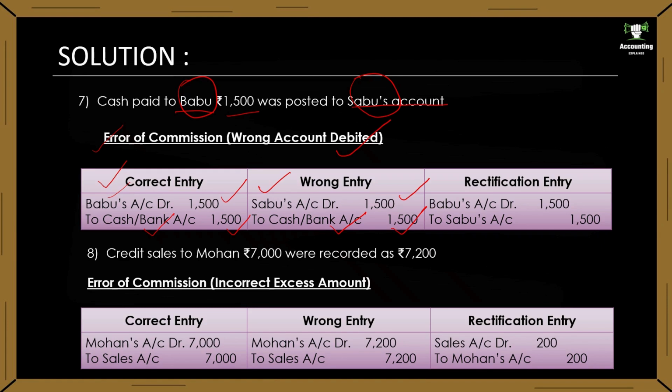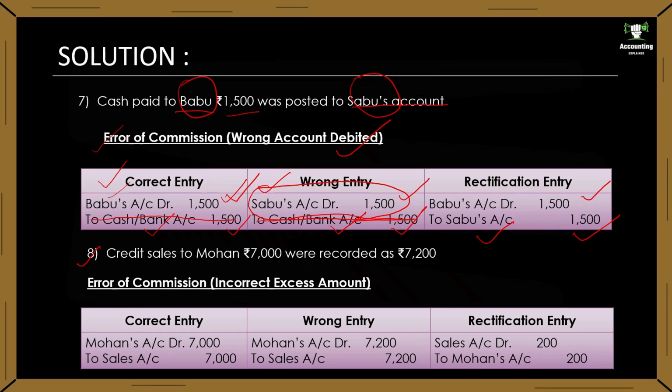Compare the correct and the wrong entries. Cash or bank account you have taken correctly, that is on the credit side. The correct debit in the correct entry is Babu account debit 1500. The wrong entry is Sabu account debit 1500. To cancel that you have to credit Sabu's account 1500.